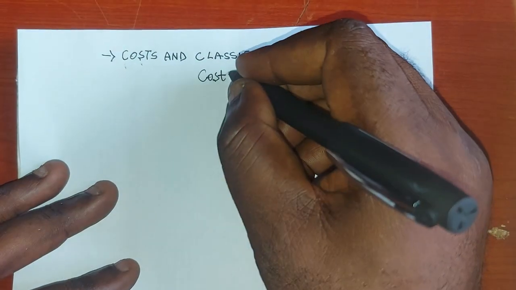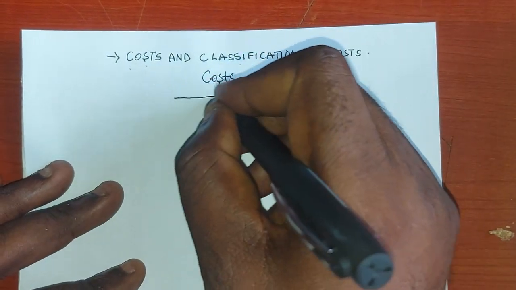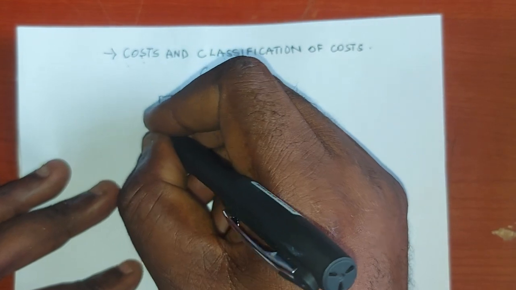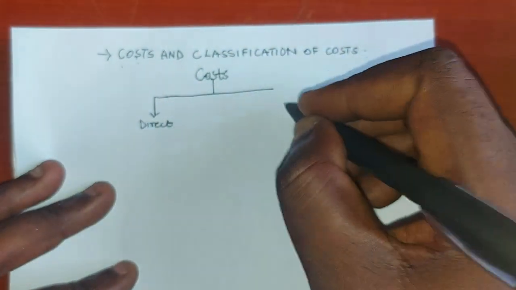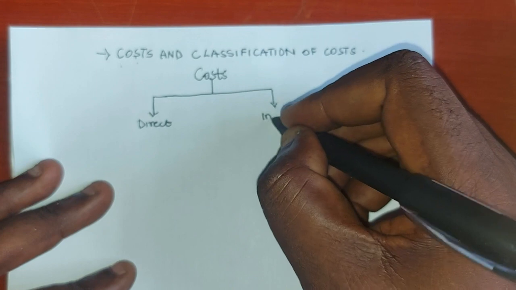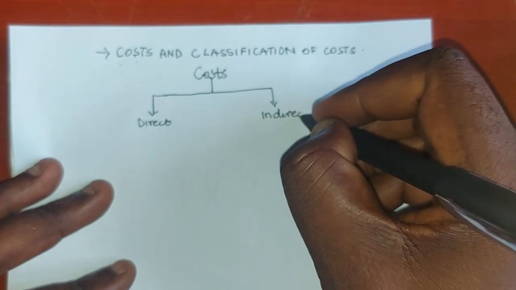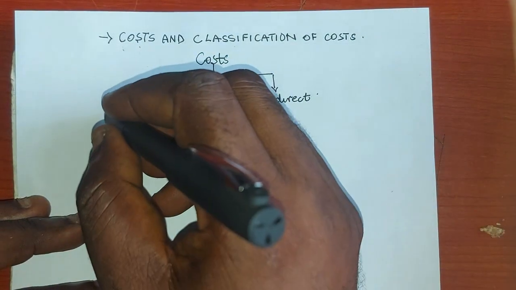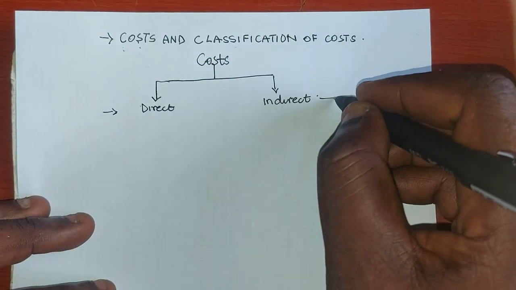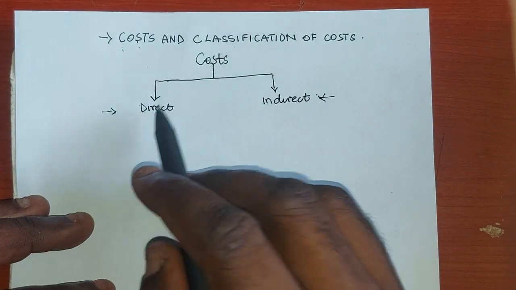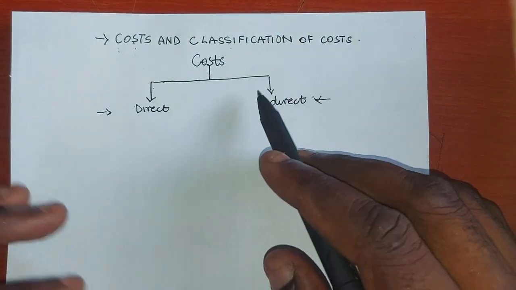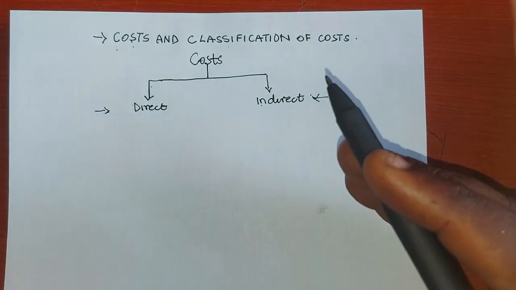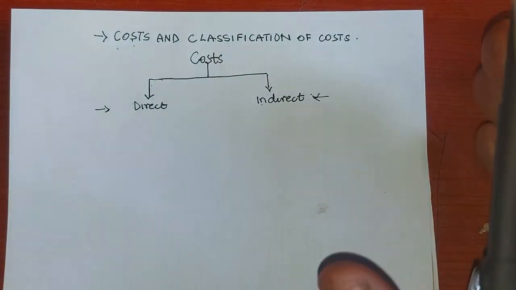Okay, now costs can be classified, number one, according to traceability, as direct costs. Then we have indirect costs. All right, that is according to traceability. Direct costs are costs that can be traced to a unit of production, while indirect costs cannot be traced to a unit of production.